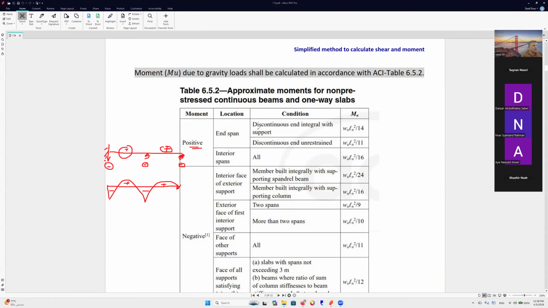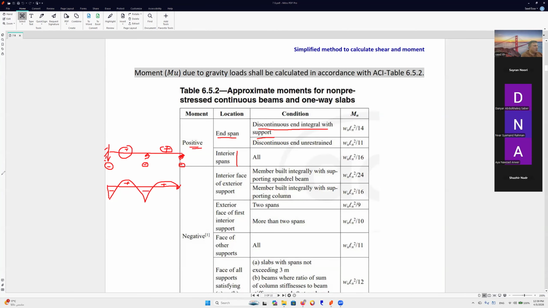Okay, so here we have the location: discontinuous and integral with the support. Okay, and this is the end span, and we also have interior spans. Now, discontinuous and integral with support, so we have WL squared over 14. We also have discontinuous and restrained. We have WL squared over 11. I will show you in detail what these values mean, okay? In the interior, we have WL squared over 16, okay?